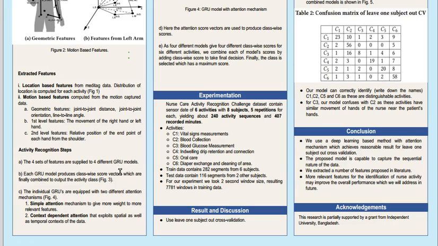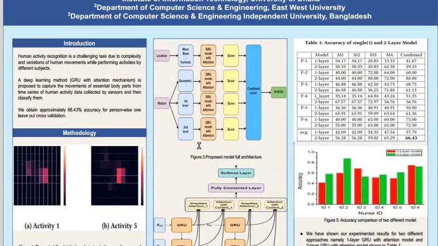After extracting these total 4 kinds of features, each of the feature sets is fed to our proposed model, named GRU model with attention, as input. Here each of the 4 models produces a class-wise score vector, and these vectors are finally combined to output the activity class.